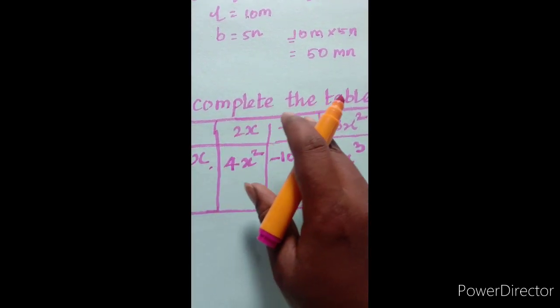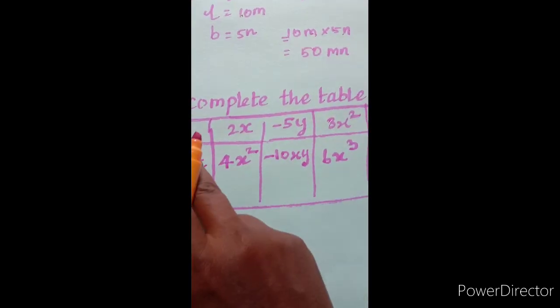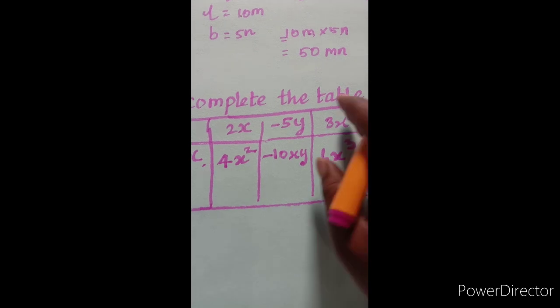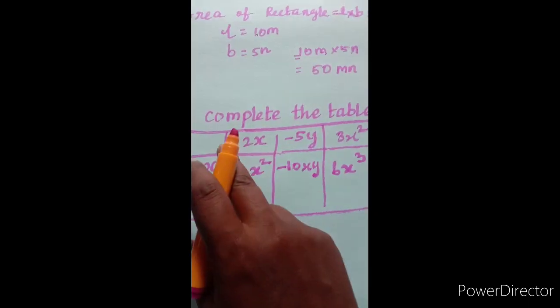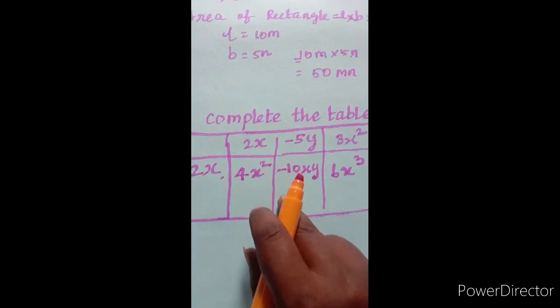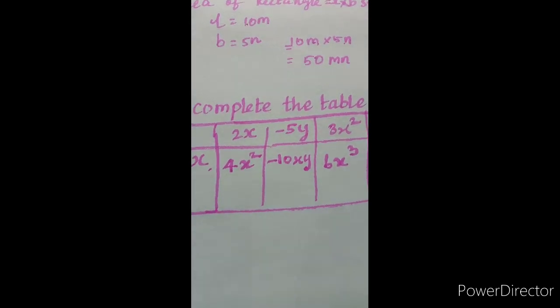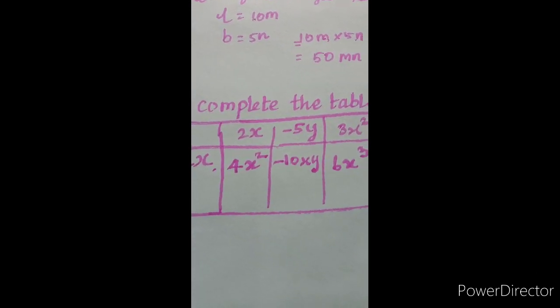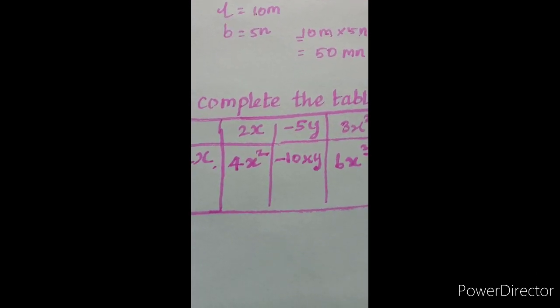This is called rows. The horizontal lines are called rows. Vertically, what are the things there? That is columns. You can multiply rows and columns and write the answers.